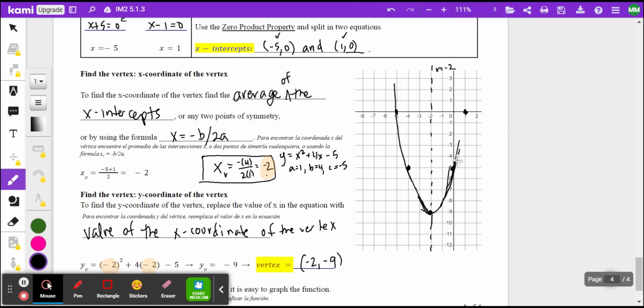You try to make this curve as smooth as possible. That's my best curve.